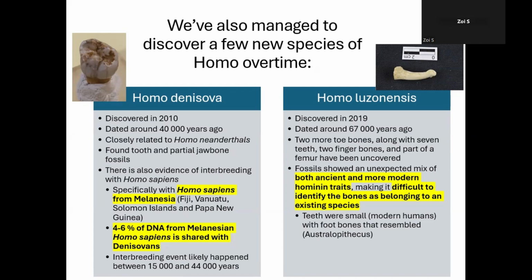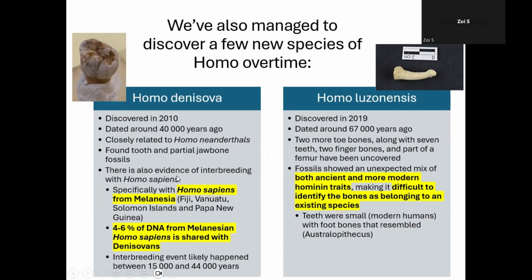How were we able to infer this? When we sequenced the DNA of Homo sapiens from that region, we found that 4 to 6% of the DNA is shared with the Denisovans. And this interbreeding event likely happened anywhere from 15,000 to 44,000 years ago. So there were two different interbreeding events that occurred between Homo sapiens and different species of Homo. One is with Homo neanderthals, and the other is Homo denisova, each of which ended up with a certain percentage of DNA being shared with the descendants, right?